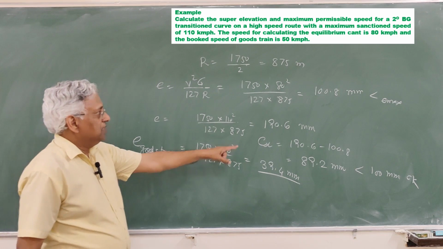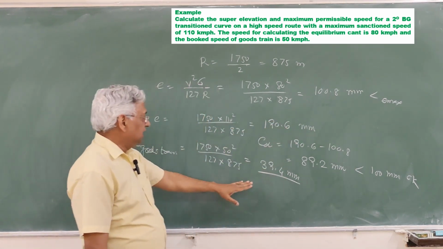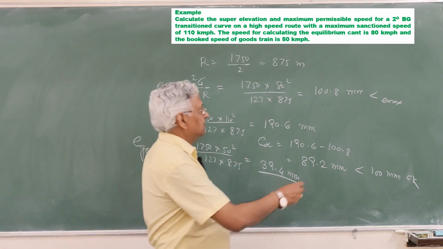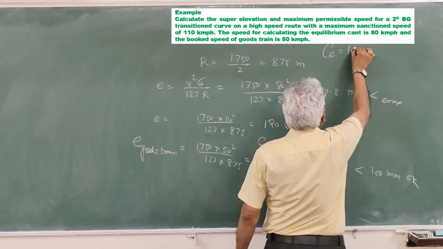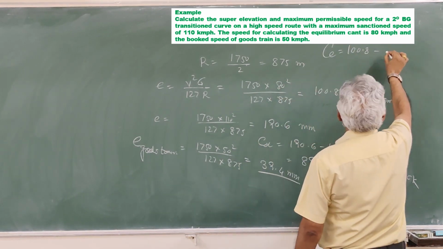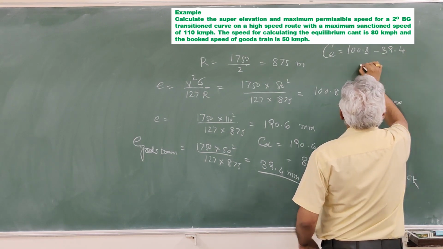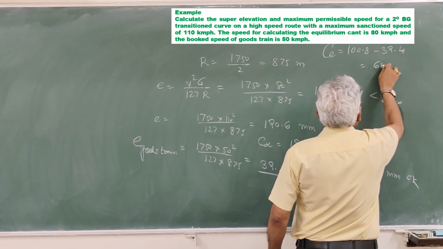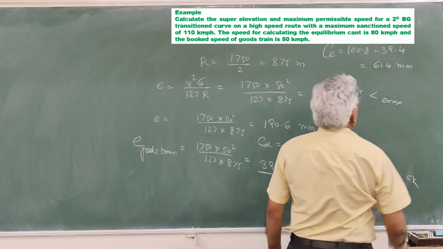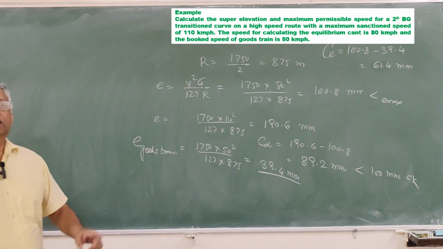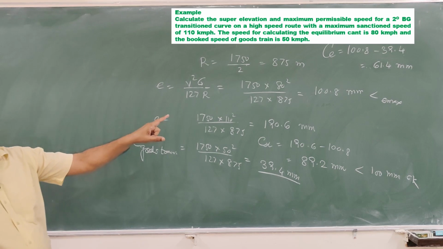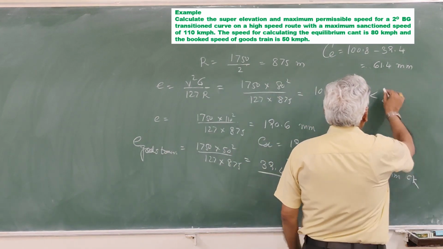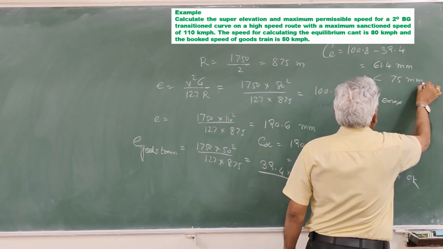Now actual Cant provided is 100.8. Cant required for running a train at 50 km per hour is 39.4. So what is the Cant excess? Cant excess is 100.8 minus 39.4, that is 61.4 millimeter. Now this is less than permissible Cant excess on a broad gauge line. So it is less than 75 millimeter, and therefore okay.